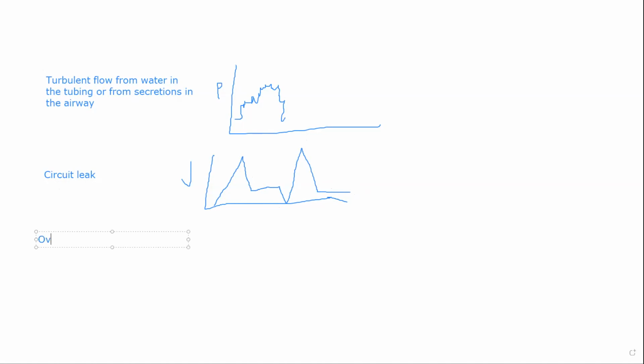Over distension. So let's say we didn't do the 6 to 8 mLs per kilogram ideal body weight tidal volume. And the patient's put on a tidal volume and they're in a volume mode. So let me add that to this. It's noted on volume modes only. So if you're in PRVC or pressure control, you're not going to see this.